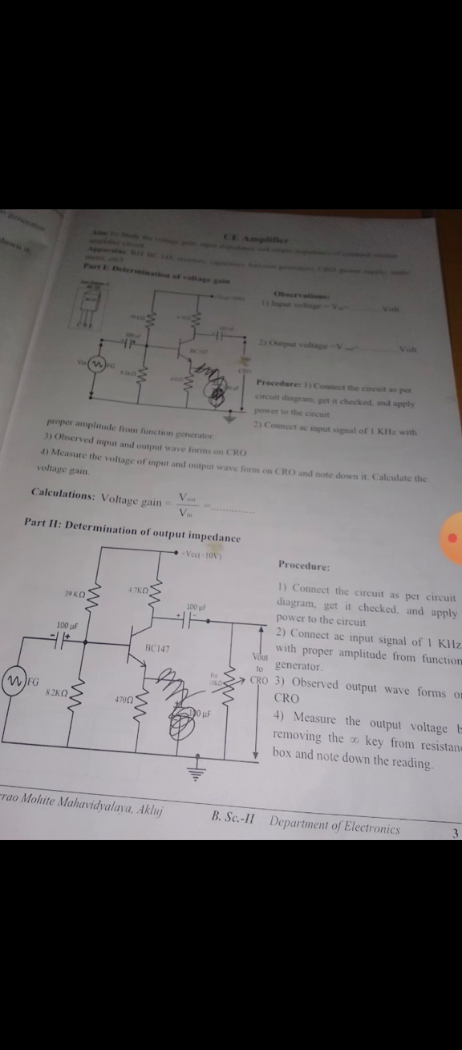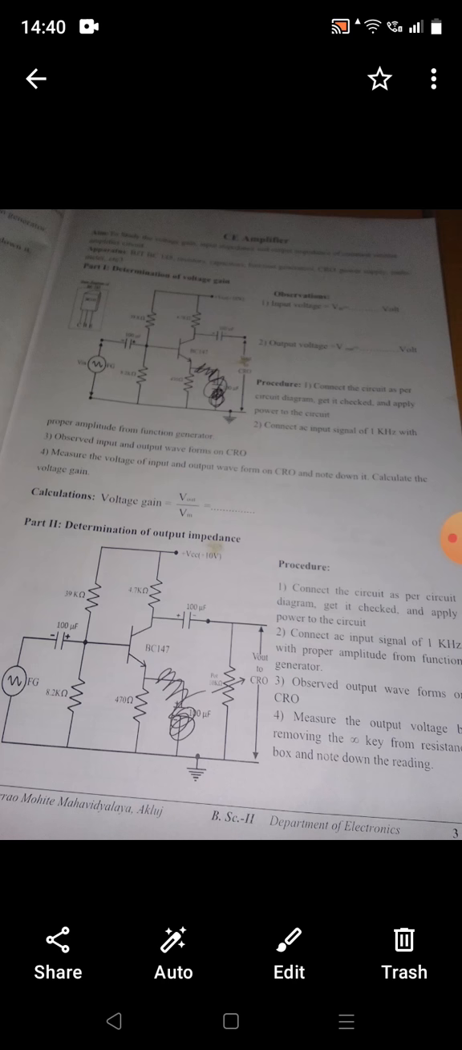In this first part, determination of voltage gain, the procedure is: first, connect the circuit as per the circuit diagram, get it checked and apply power to the circuit. Second, connect an AC input signal of 1 kHz with proper amplitude from the function generator. Third, observe the input and output waveforms on the CRO. Fourth, measure the voltage of the input and output waveforms on the CRO and note them down. Then calculate the voltage gain. This is the circuit for the determination of voltage gain.